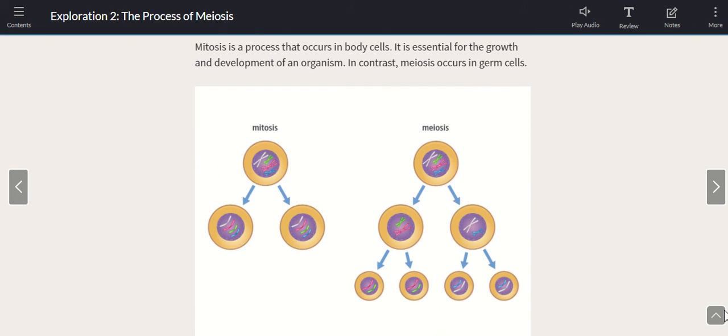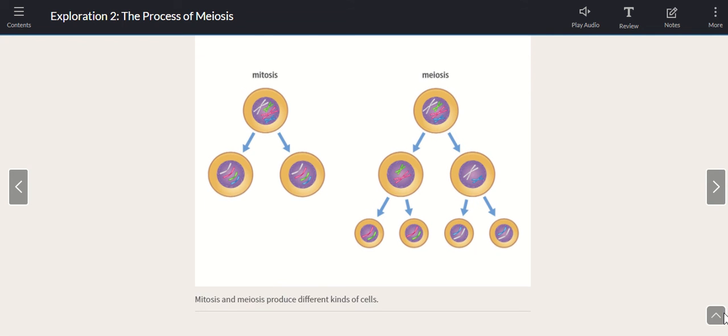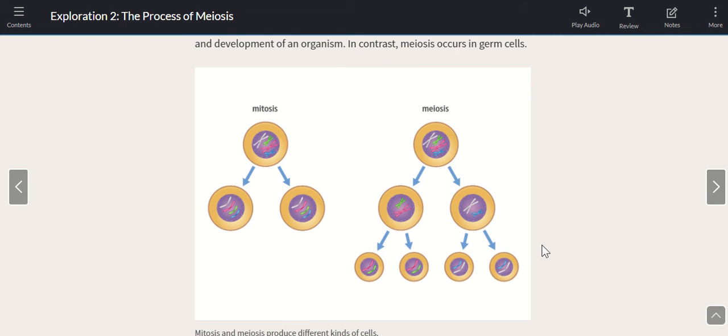All right, here's a summary. This is a good image that summarizes the difference between mitosis and meiosis. Remember, when you look at mitosis, we're going to start out with 1 copy of each chromosome. We're going to duplicate it to form these X-shaped structures, and then we're going to split them in half so that we end up with 2 new cells that each contain 1 copy of each chromosome.